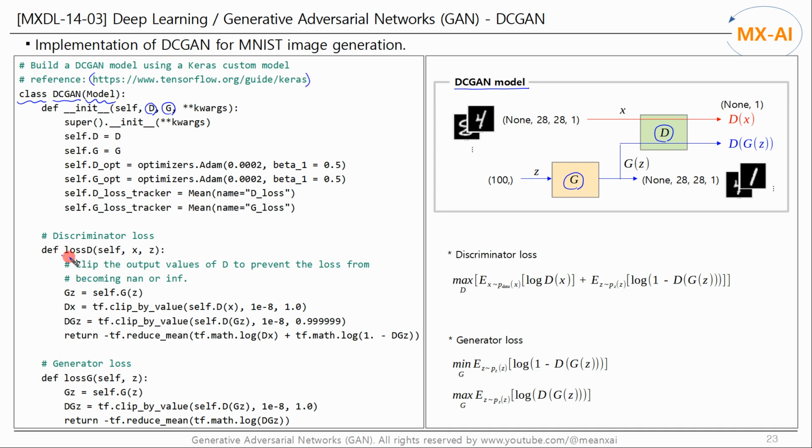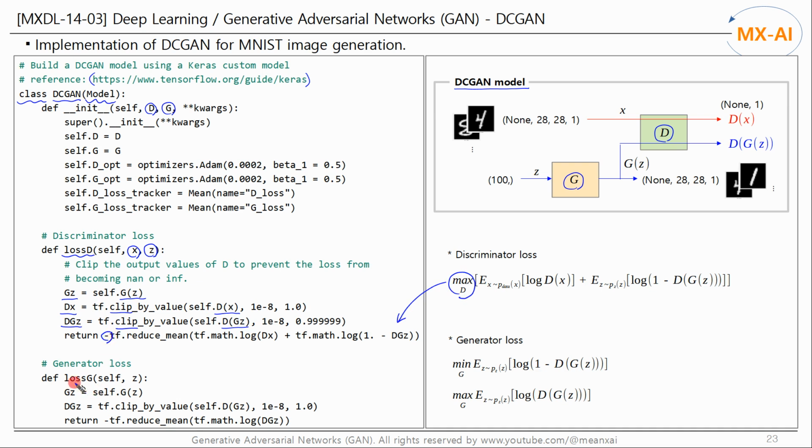First, let's write a function to compute the loss of the discriminator. The inputs to this function are real data X and random noise Z. When Z is input to the generator model G, G(Z) is output. When X is input to the discriminator model D, D(X) is output. When the output of the generator, G(Z), is input to the discriminator model, D(G(Z)) is output. We clip the output values of D to prevent the loss from becoming NaN, or infinity. We compute the loss of the discriminator using this formula. Instead of maximizing positive loss, we minimize negative loss by returning negative loss.